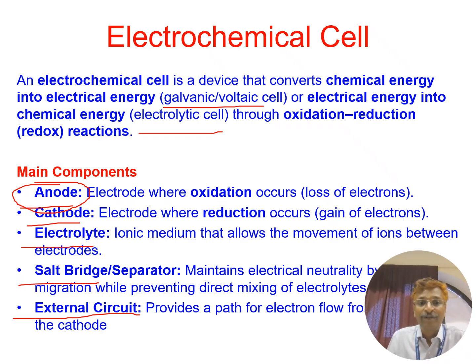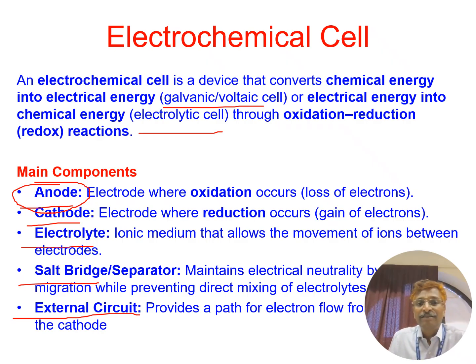It may be solid or liquid. This ionic medium allows the movement of ions between the electrodes. The role of the electrolyte is that it separates the cathode and anode, and it transports ions from anode to cathode or cathode to anode.